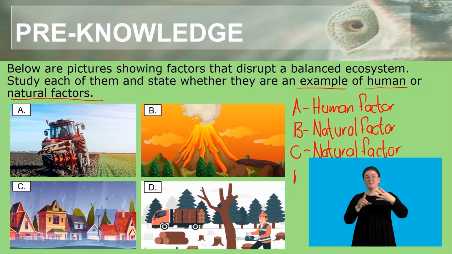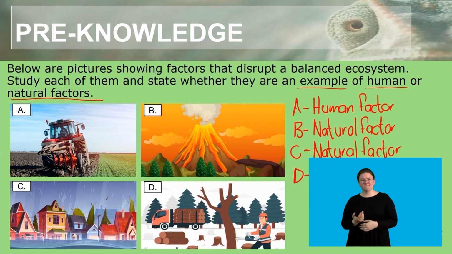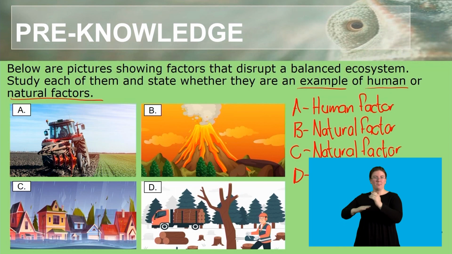And then lastly, D, we see a man chopping down trees, and that is a human factor. He is removing trees, possibly for urban development or the building of a new factory there in D. So D is a human factor.